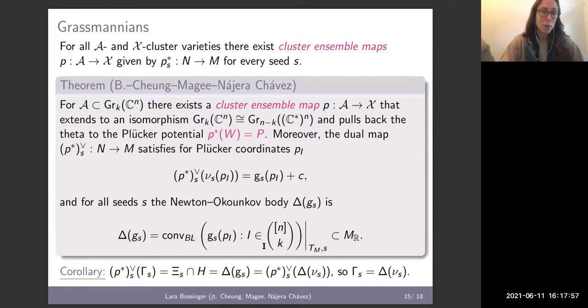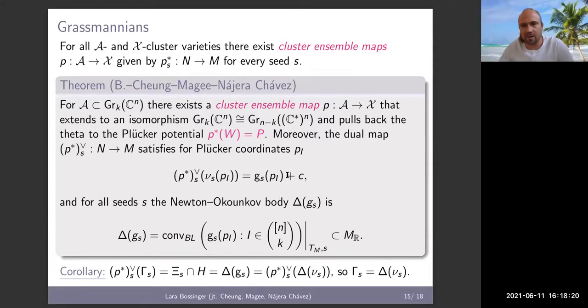The magic or the trick of this broken line convex hull is really that for any seed it is now enough to consider just the valuation of the Plücker coordinates and take the broken line convex hull of those. And you will know that the outcome, once you realize it in the lattice and so on, will be the actual Newton-Okounkov body.